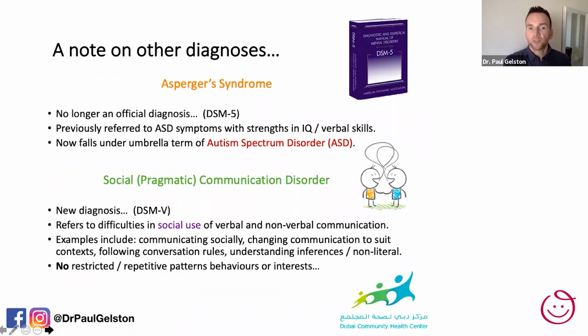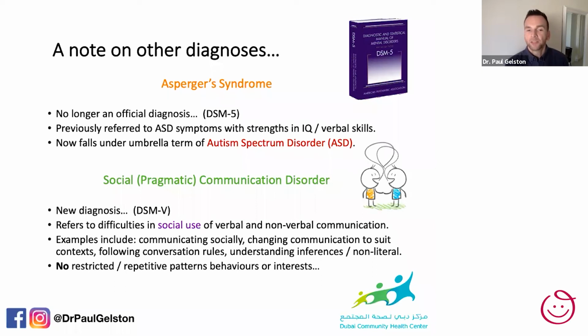So just a note really before we finish on other diagnoses. The DSM-5, which is this book here in the top right, is like the official medical guidance for how different disorders should be diagnosed. They outline the various criteria for different disorders in a range of areas of medicine and healthcare. And under the umbrella of autism, people may have heard of Asperger's syndrome or social communication disorder. And I just wanted to make a note on those, as part of today's presentation.